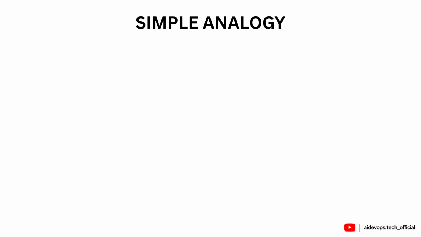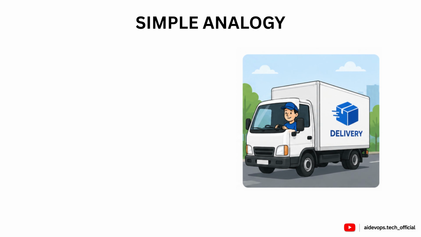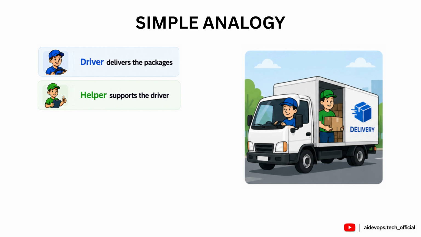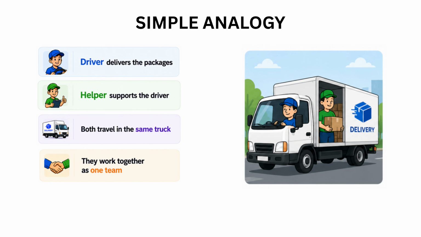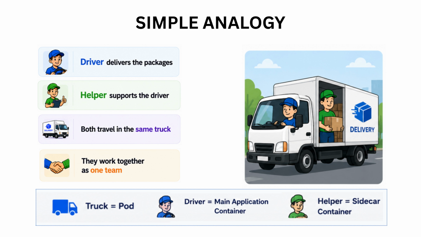Let me give you a simple example. Think of a delivery truck. A truck has a driver whose main job is to drive and deliver the package. But sometimes the truck also carries a helper who assists with loading, unloading and delivering the package. The driver is the main person and the helper supports the driver. They travel together in the same truck, share the same routes and work as a team. So in Kubernetes, the truck is a pod, the driver is your main application container, and the helper is the supporting container, which is also called a sidecar.